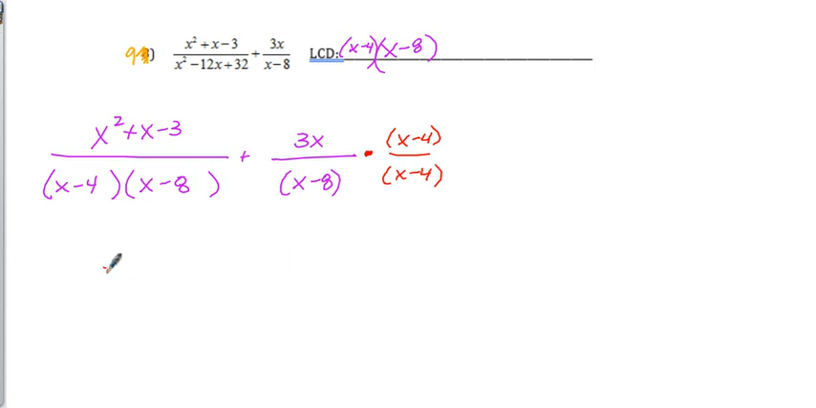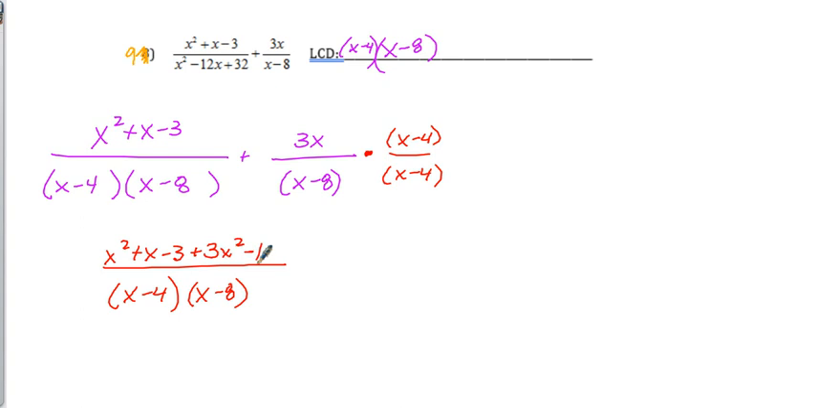So now that we do have this combined with the purple, we may now put everybody over that common denominator and start combining things. So x squared plus x minus 3 comes along for the ride, plus 3x times this. So we'll distribute the 3x into here. So let's go ahead and do that now. So that would be 3x squared minus 12x. Last little step, drag that denominator along for the ride and combine some like terms.